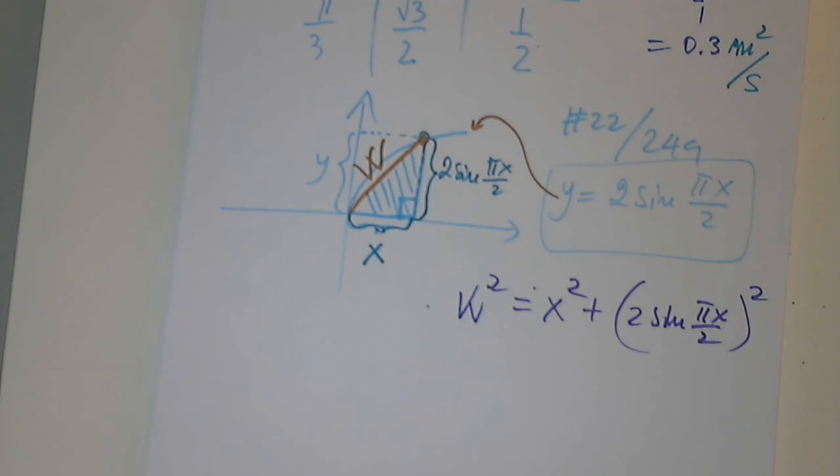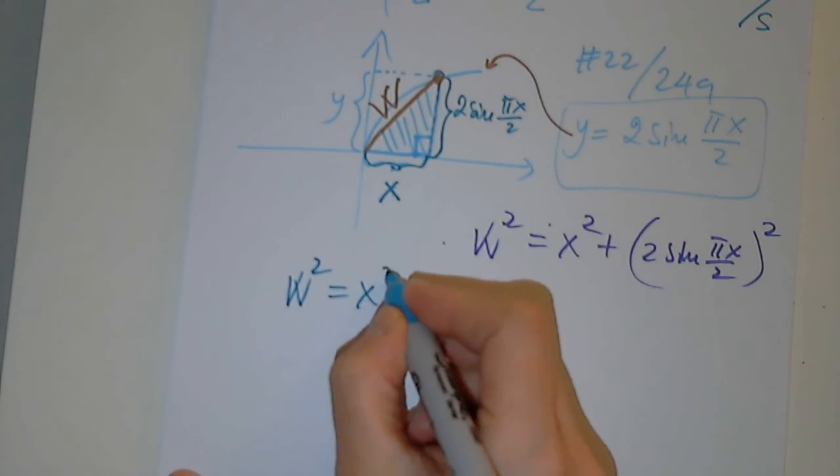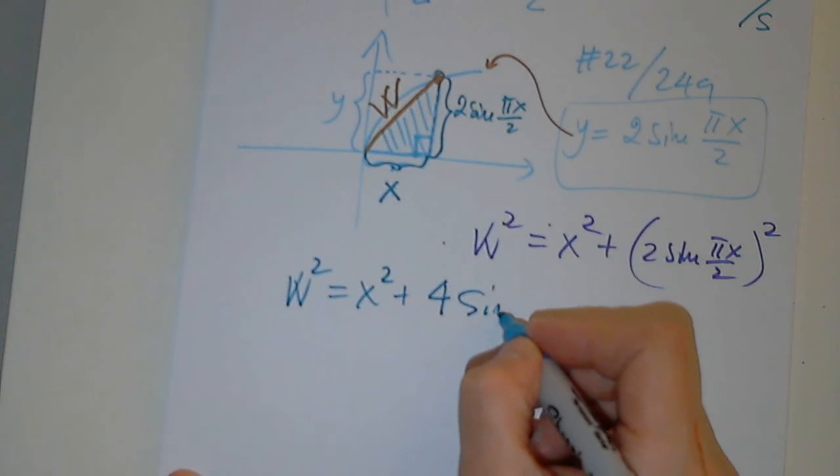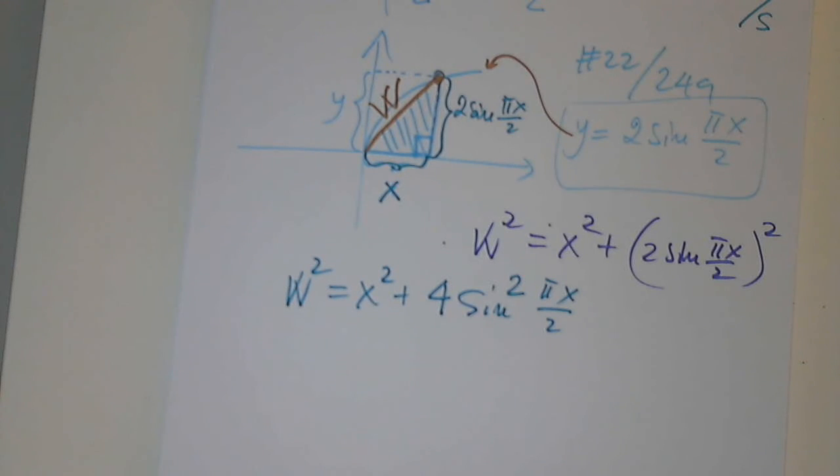This is our equation by the Pythagorean theorem. The longest side squared, which is the hypotenuse squared, equals the sum of the legs squared. We agree with this. Okay, perfect. Now let's clean it up a little bit before we start differentiating. So I'm going to write w squared equals x squared plus 4 sine squared pi x over 2. Do we agree with this step? I have to square 2 and I have to square sine. Is that okay? Yes. Okay.